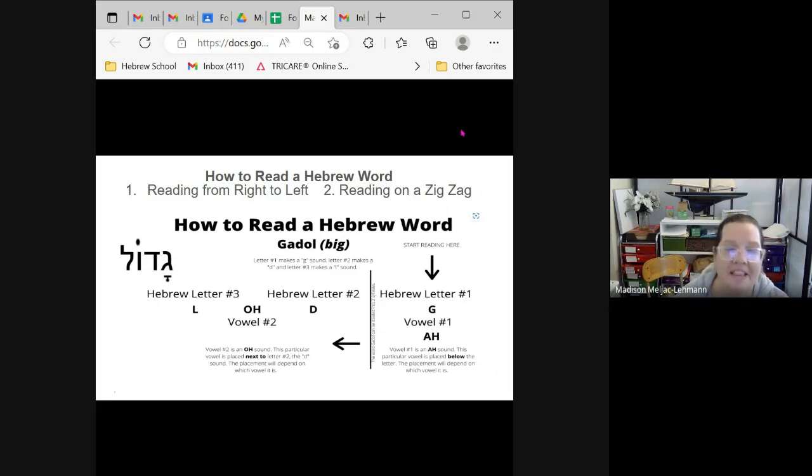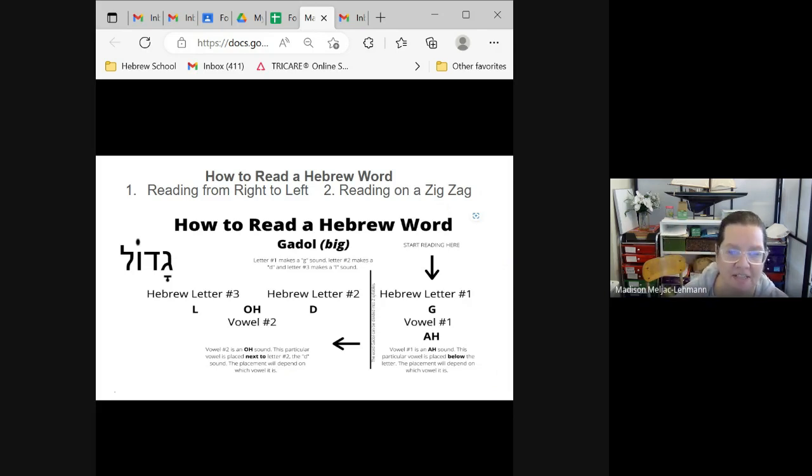Okay. This is confusing, especially because I don't have a good word to teach you how to do this. So I'm just illustrating this. I don't expect you to understand this tonight. What I do want you to do is know where this chart is and be able to find it. And really, basically, reading a Hebrew word, I need you to learn two things from this today. You read from right to left, and you read on a zigzag.